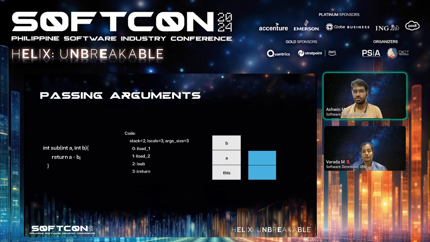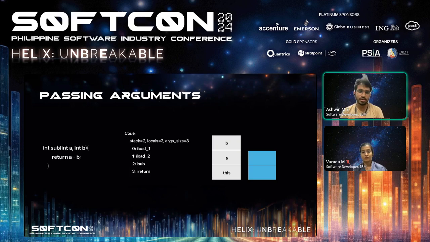Passing arguments onto a method. Now, this is something that you might be waiting to see. You can see that there is a subtraction operation over here with two arguments, A and B, and it is simply returning the A minus B value. And we have the bytecode towards the right.